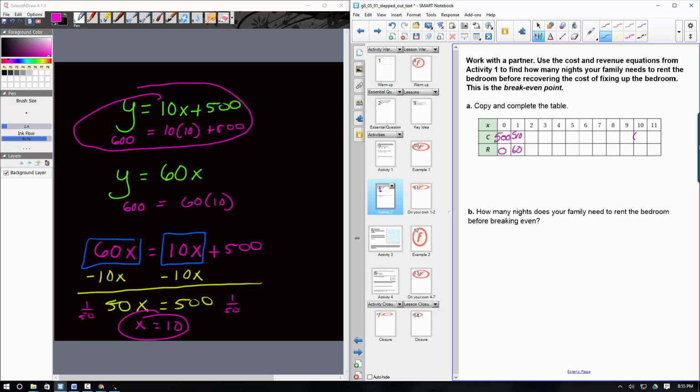And I keep on doing this until I get to 10, which we said before is equal to 600, right? So 600 and 600. This is where the break even is. So everything before this point, it is going to cost more than I make. But finally at 10, I'm going to break even. At 11, I'm going to have 110 plus 500, which equals 610, right? So I'll put that down, 610.